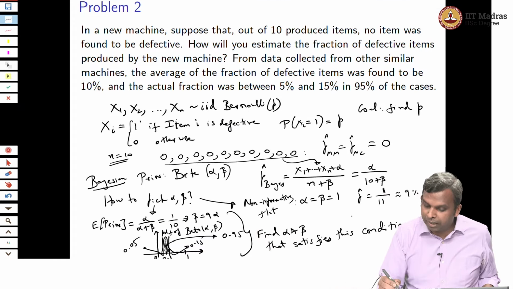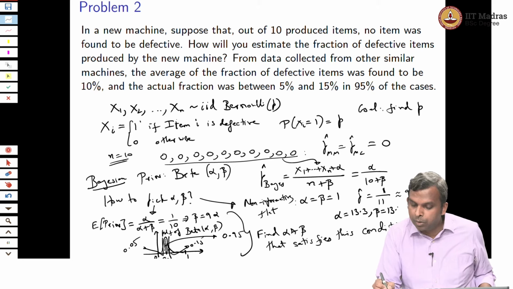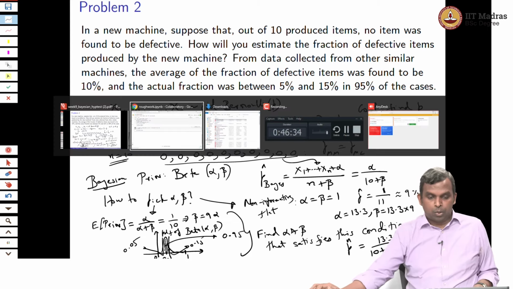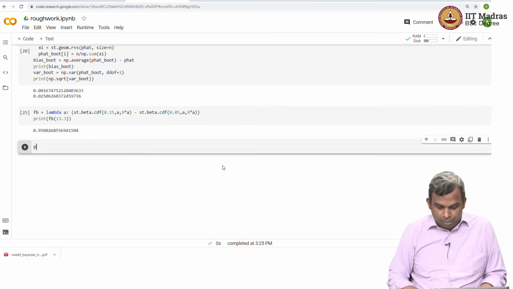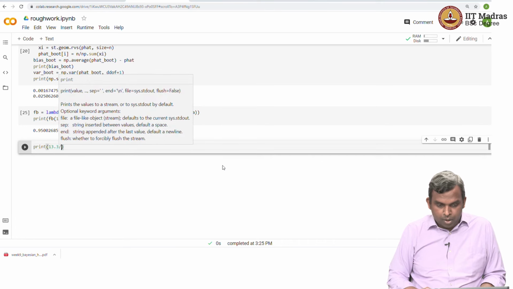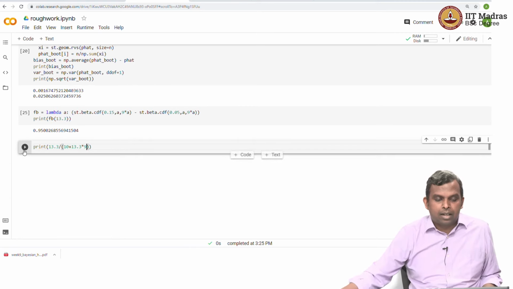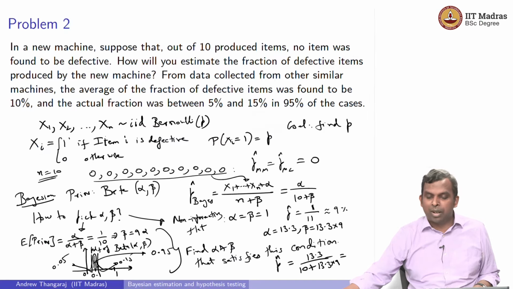Okay, so I'm going to pick alpha equals 13.3 and beta equals 13.3 times 9. So given these conditions, p hat is working out as 13.3 by 10 plus 13.3 times 9. Let's just go back to our wonderful calculation here. Print 13.3 by 10 plus 13.3 times 9. So that's going to give me 0.1025. So that's 10.25%. That's okay.